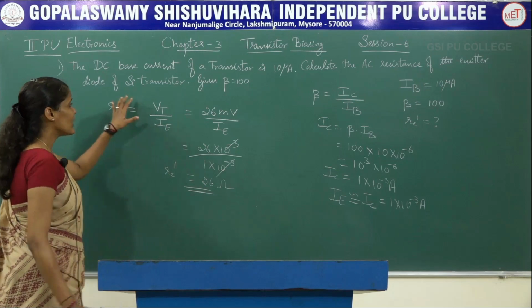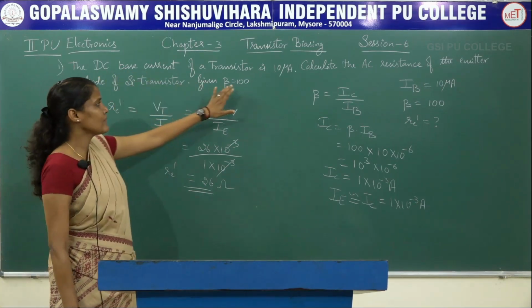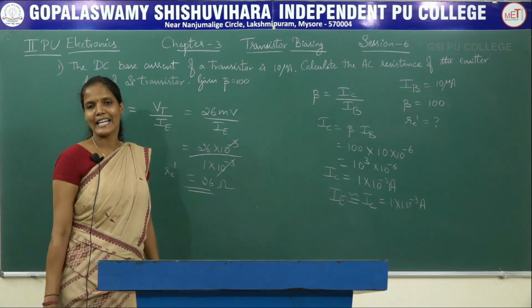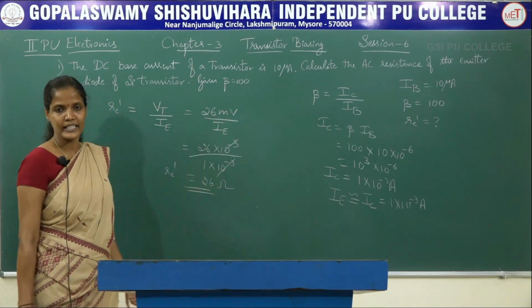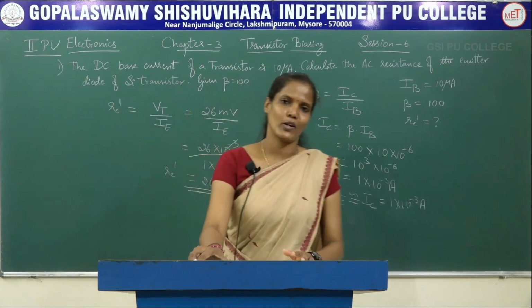So try to analyze what is given. Base current kottidare, that is IB, and beta is given. You have to calculate the AC resistance, that is RE dash. By using this method you can easily find out. We'll see the next problem now.